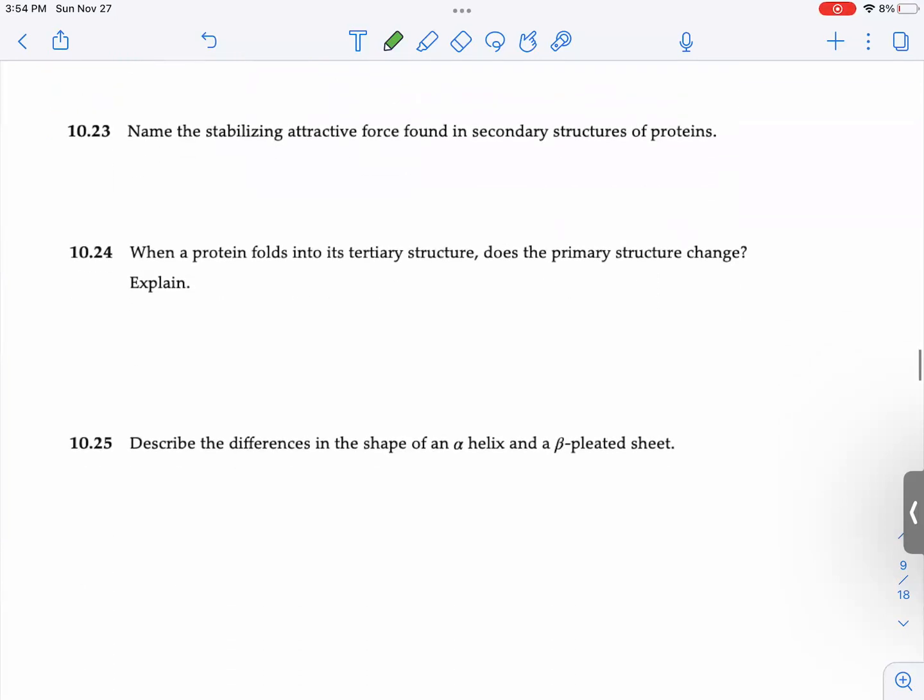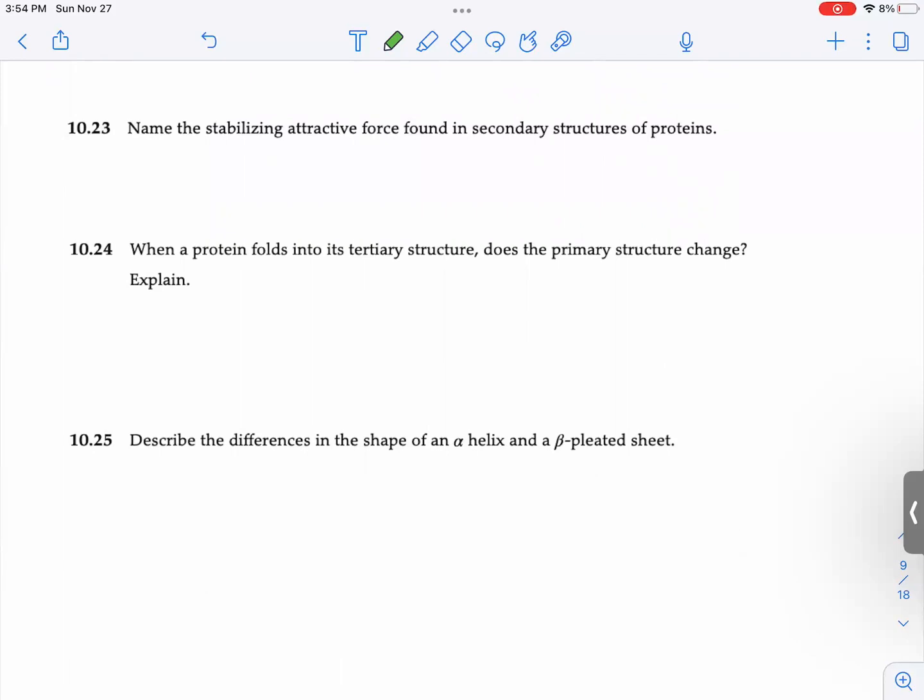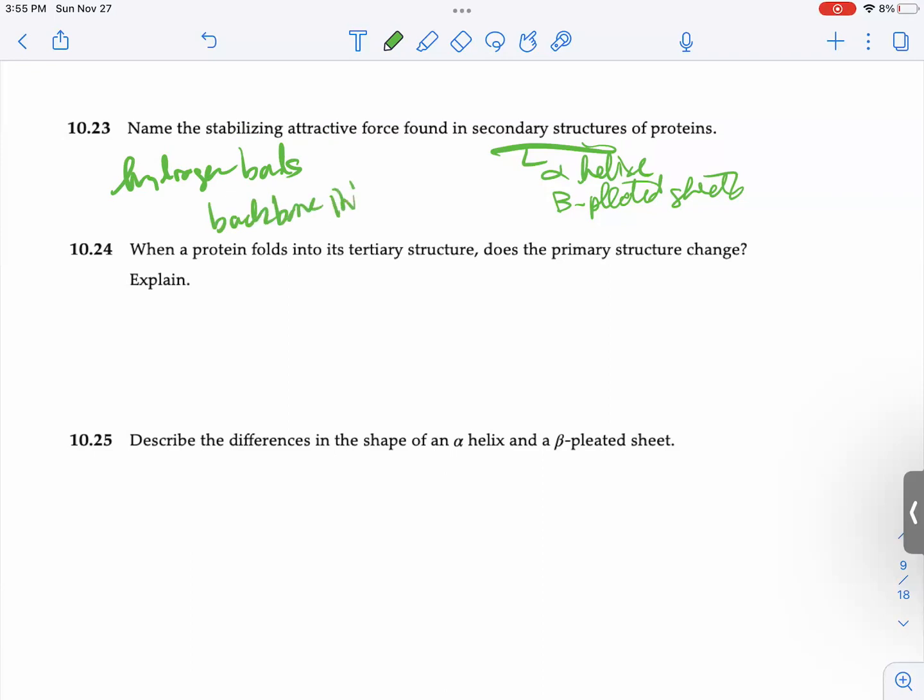10.23, name the stabilizing attractive force in secondary structures of proteins. So those are like the alpha helixes and the beta pleated sheets. You're going to have hydrogen bonds. It's like that attraction, remember? Those are the backbone interactions, because we're talking about secondary and not tertiary.